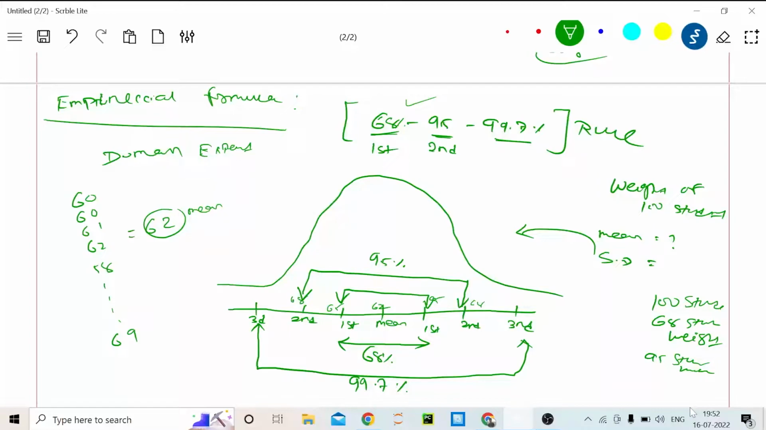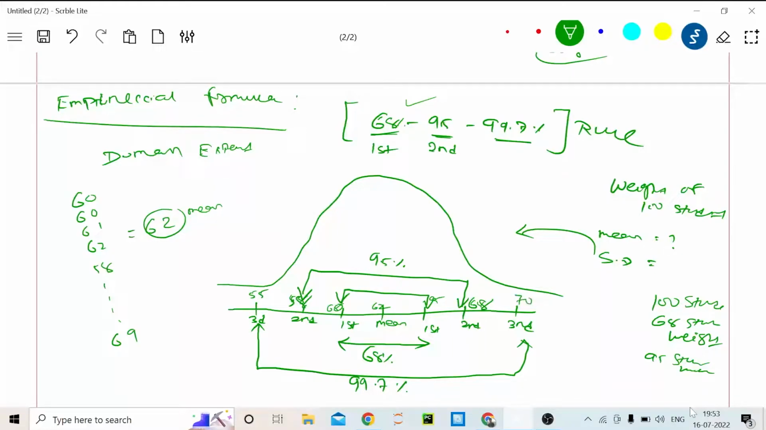Let's say this is your mean. This is nothing but the first standard deviation towards the left. That means let's say this value is 60, and this is 65. This is 58, and this is, let's say, 68. This is the third standard deviation. Let's say this is 55, and this is 70.